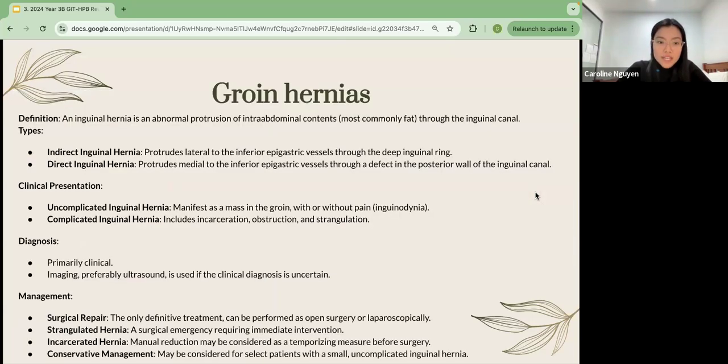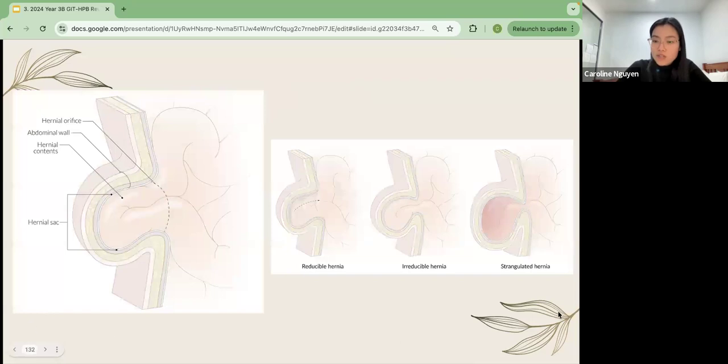On the other hand, a groin hernia is just one of the types of hernias. So you've got indirect and direct, as we talked about, uncomplicated or complicated. And then the management is surgery. That's the only definitive management. If you've done a gen surg rotation, you might have seen that they open up these layers, expose the bowel, put it back in, then put a piece of mesh right underneath here, sew it, and then sew the skin back together.